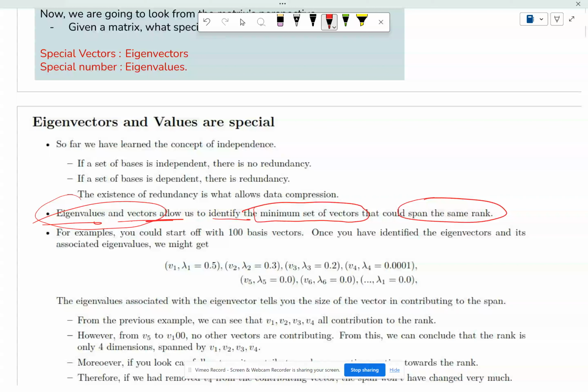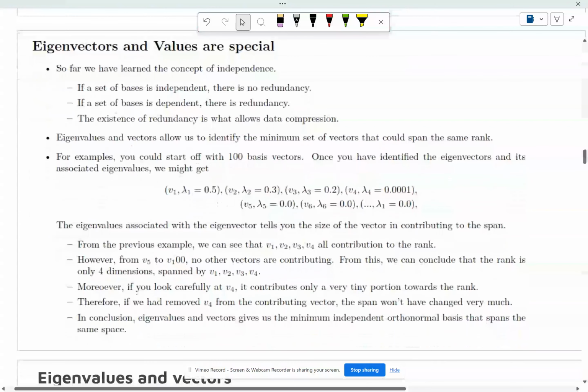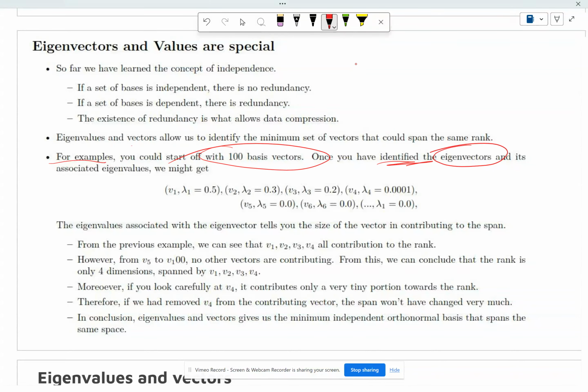So, for example, I haven't taught you how to find eigenvalues and eigenvectors yet, but if you were to find them, you can start with 100 basis vectors. Once you identify the eigenvectors and their associated eigenvalues, you might get something like this. V1 is the first eigenvector, and its associated eigenvalue is 0.5. V2 is another one, its associated value is 3. V3, V4, and so on. But notice, after V4, V5, V6, V7, all the way to V100, the eigenvalues are 0.